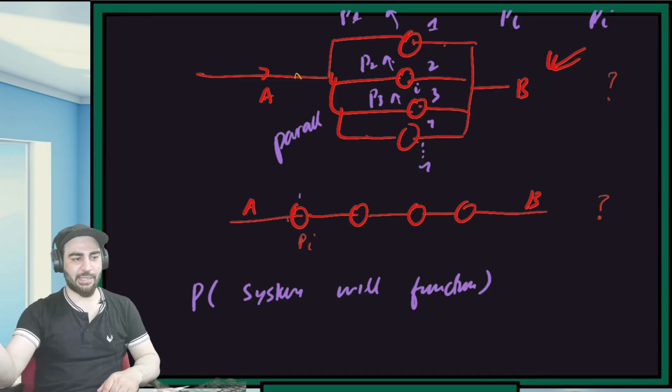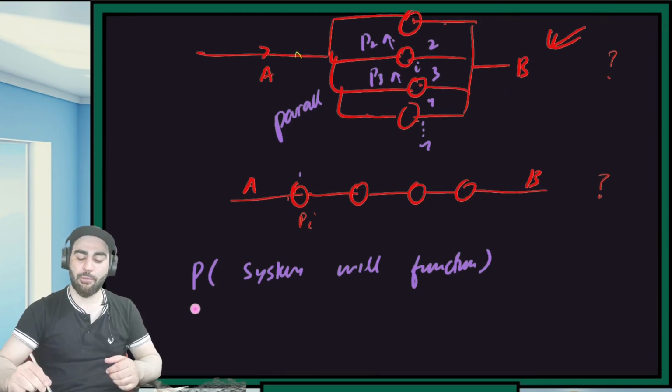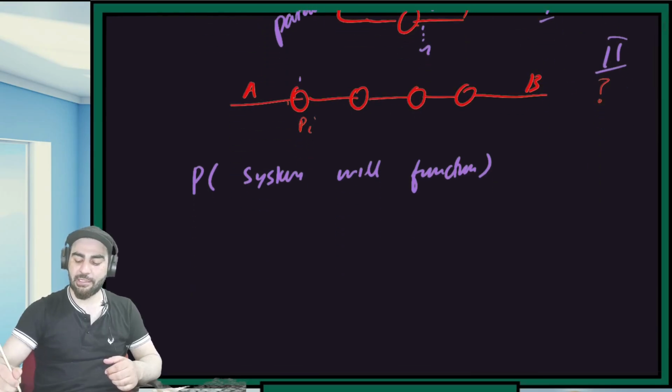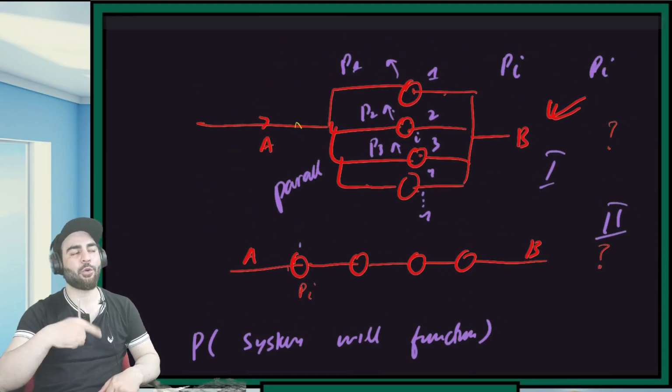So in series, a system will work only if all the components work. The probability of each component is the same as given for the first system. So now you have to compute the probability that the system will function, either system 1 or system 2. In the first case, at least one of the components should work, then the whole system will work.